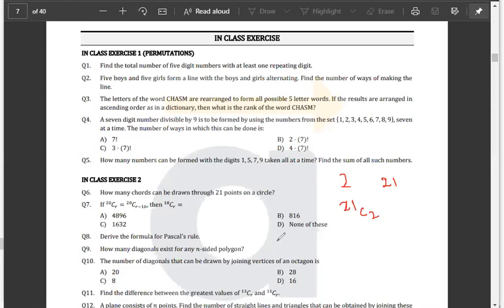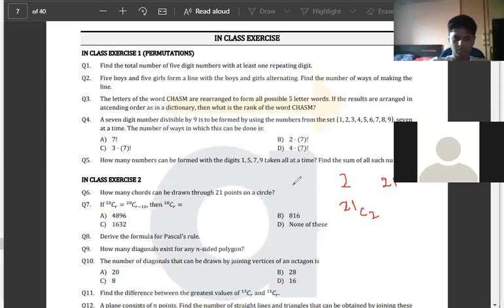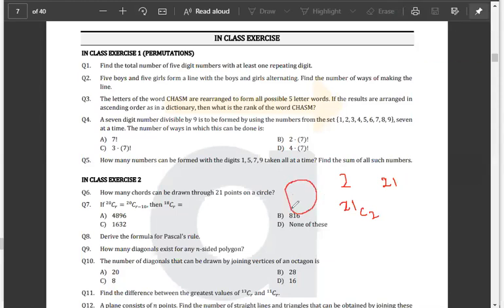But there's a catch. There's a catch over here. Why? What is the catch? See, if you talk about a circle, right? If you take these 2 points, okay, these 2 points.